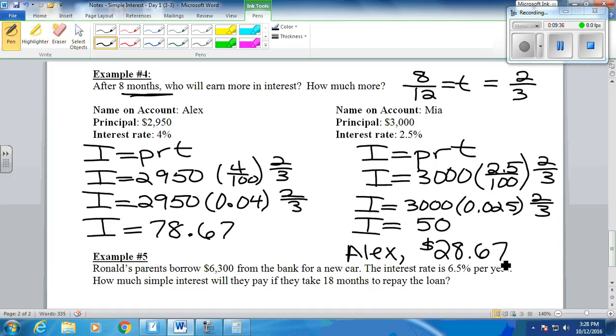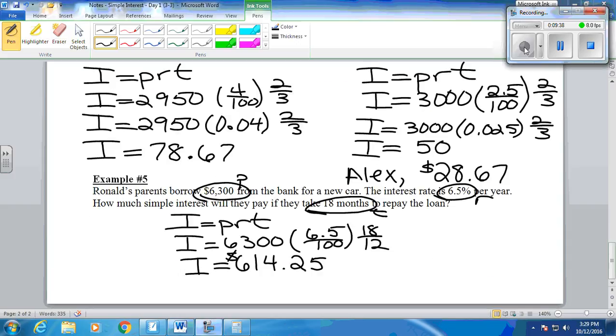Try number 5. When you come back, it'll be all set. All right, so for number 5, remember again to put your percent over 100. Your 18 months, I have to put it divided by 12 because there are 12 months in a year, so I have to put that as a fraction. Multiply this all out, and I'll get $614.25.